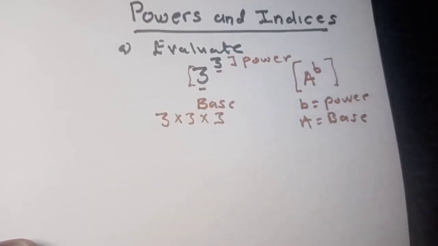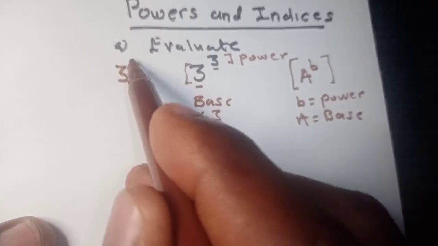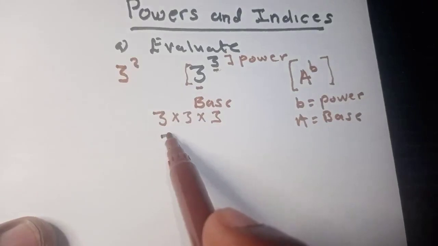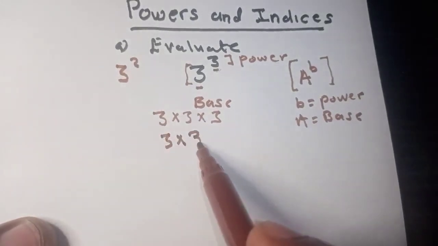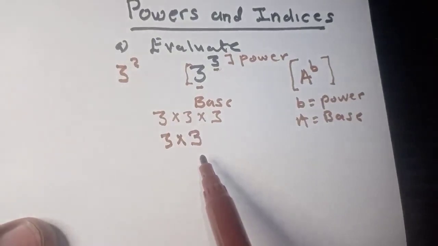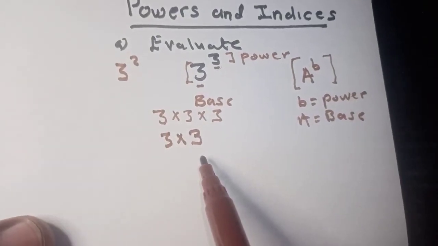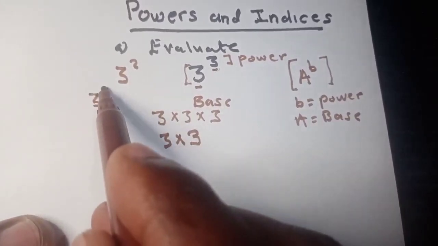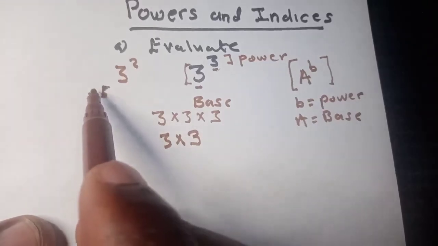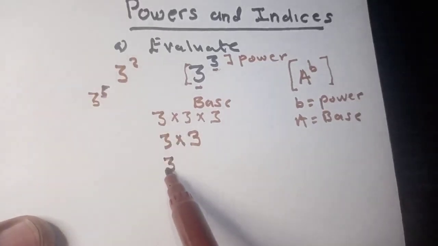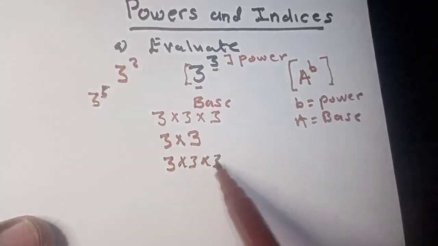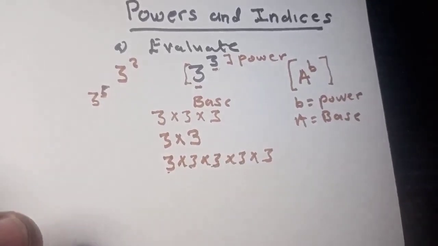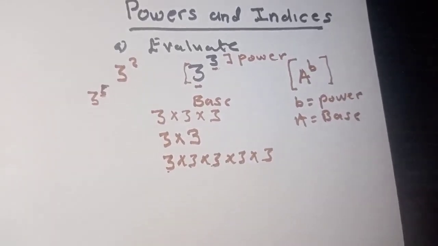So this 3 on top tells you to multiply this number by itself 3 times. If it was 3 squared, this 2 says to multiply 3 by itself 2 times. If you're given 3 to the power 5, this tells you to multiply 3 by itself 5 times. So this is going to be 3 by 3 by 3 by 3 by 3: 1, 2, 3, 4, 5. That's the interpretation.